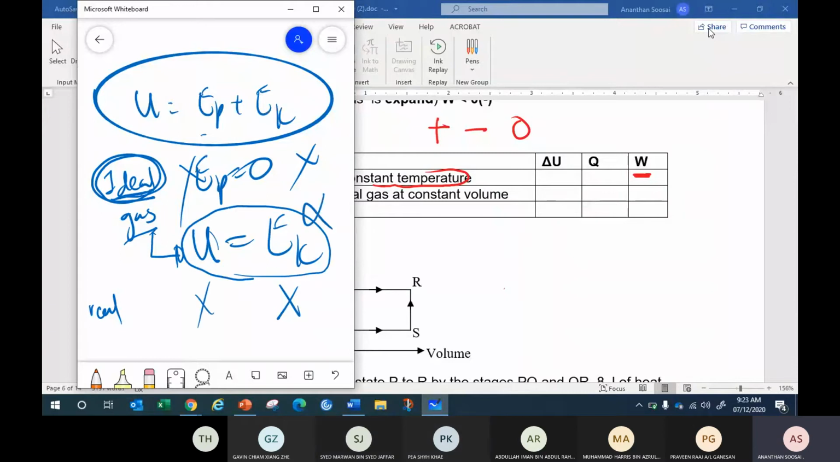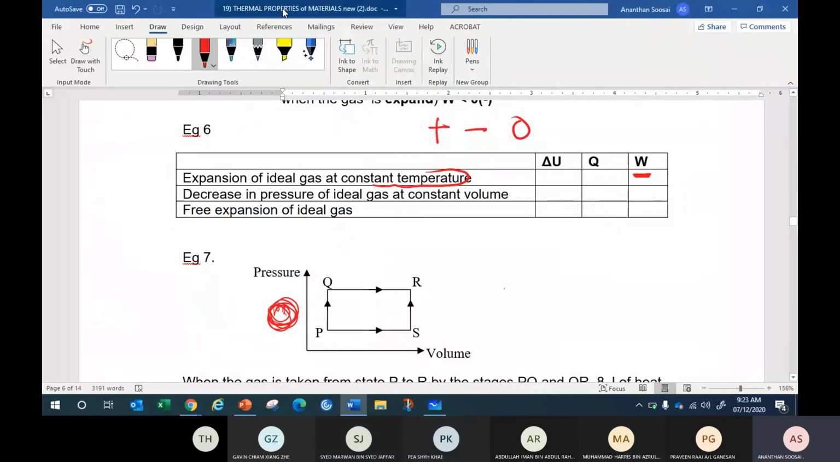Kinetic energy is proportional to what? Anyone? Kinetic energy is proportional to what? Temperature. Now tell me the answer. The first one, what is the answer? Not about W, the U, right? Internal energy.